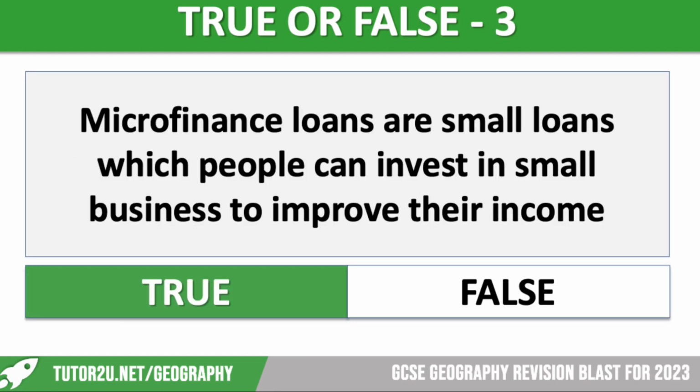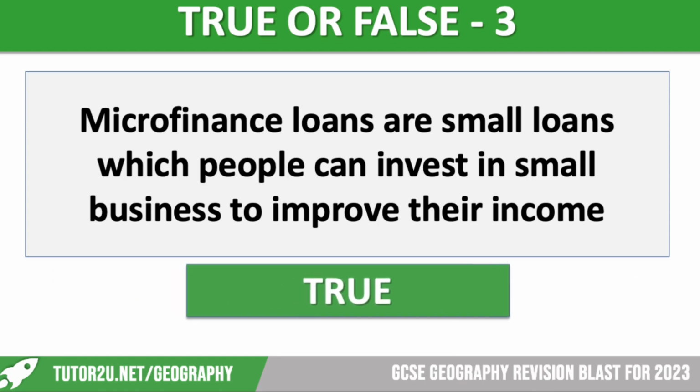3, microfinance loans are small loans which people can invest in small business to improve their income. Is this true or false? Okay, let's have a look. It is true. So they are small loans given out to people that normally wouldn't be able to get credit, and they can use them to set up small businesses, or they can use it to invest in an existing business in order to improve their income, to improve their quality of life.